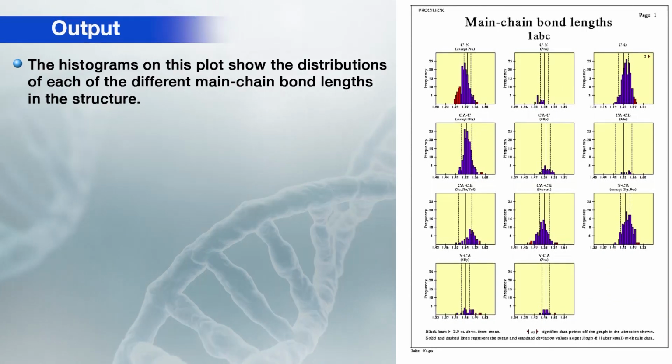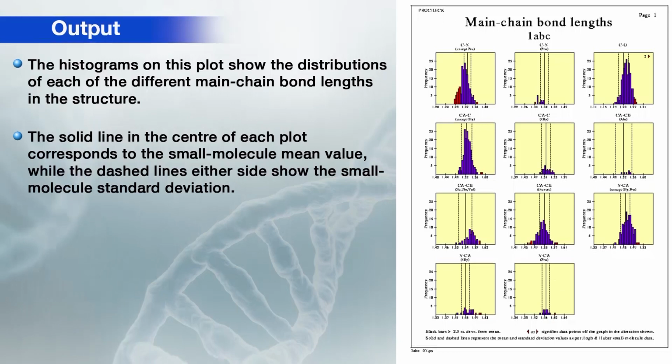The histogram on this plot also shows the distribution of each of the different main chain bond lengths in the structure. Bond length plays a very major role in secondary structure prediction and validation. The solid line in the center of each plot corresponds to the small molecule mean value, while the dashed line on either side shows the small molecule standard deviation.